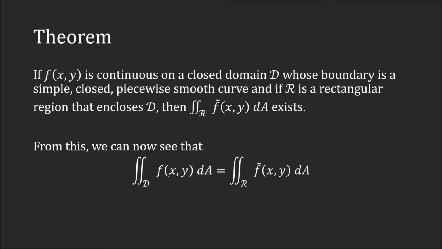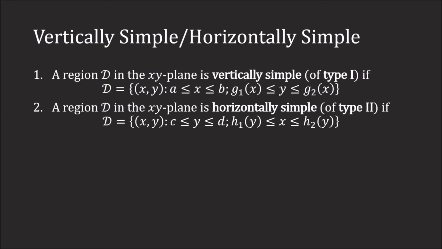So this introduces some new concepts: vertically simple versus horizontally simple regions. So we say that a region D in the xy plane is vertically simple or of type 1 if it can be expressed as a set of all ordered pairs xy such that a is less than or equal to x, less than or equal to b, and g sub 1 of x is less than or equal to y, less than or equal to g sub 2 of x.